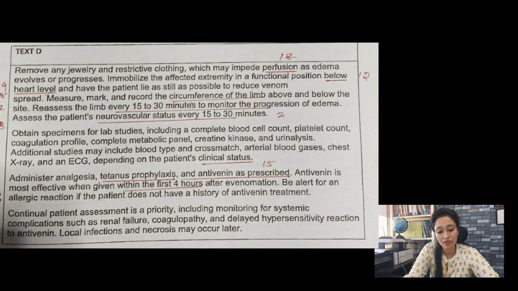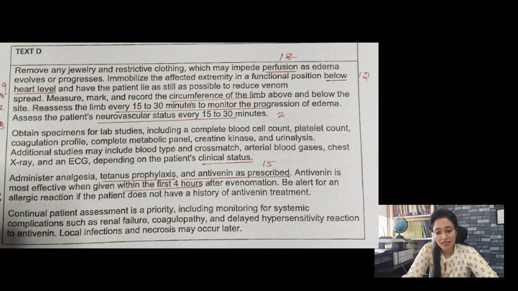After reading the questions from 8 to 14, you should mark the keywords in the passage, and on reading the passage, you can see that the answer for this question comes in the text D, where it is given: measure, mark and record the circumference of the limb above and below the site. And you need to reassess the limb every 15 to 30 minutes to monitor the progression of edema. So we can see that the circumference of the limb is to be rechecked frequently.